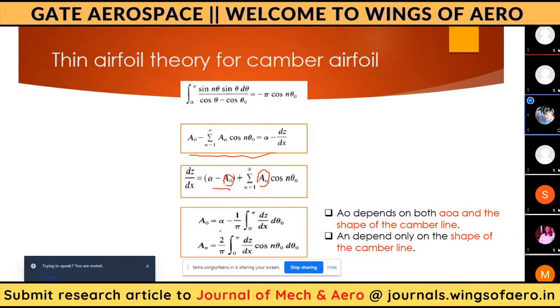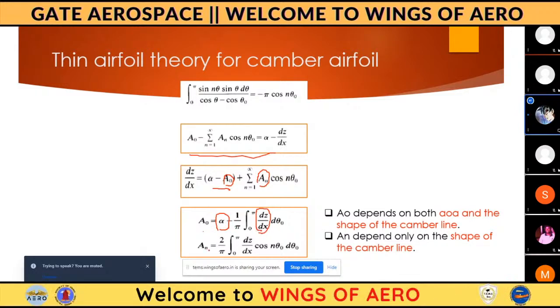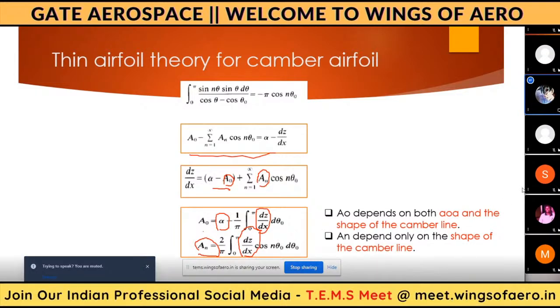So from this equation it is clear that A naught depends on alpha, that is the angle of attack, and also the shape of the camber. The shape of the camber here is denoted as dz by dx. But An only depends on the shape of the camber line, that is dz by dx.